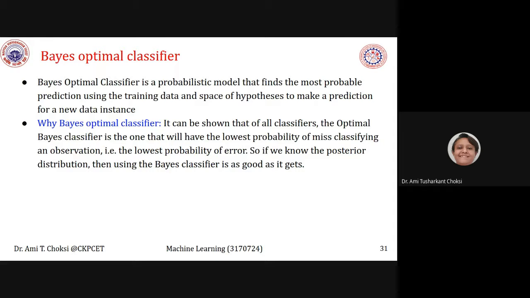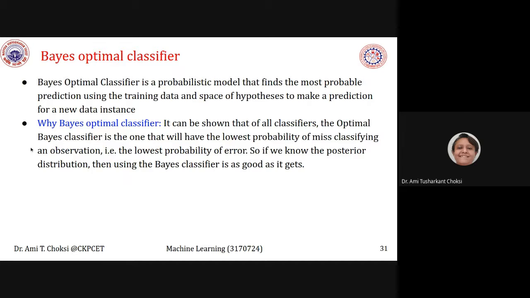Now the next thing which we want to learn is the Bayes optimal classifier. What is that and why should we use it? Bayes optimal classifier is a probabilistic model that finds the most probable prediction using the training data and space of hypothesis to make a prediction for a new data instance. Why Bayes optimal classifier? What we are saying is most probable prediction, right? That is the Bayes optimal classifier.